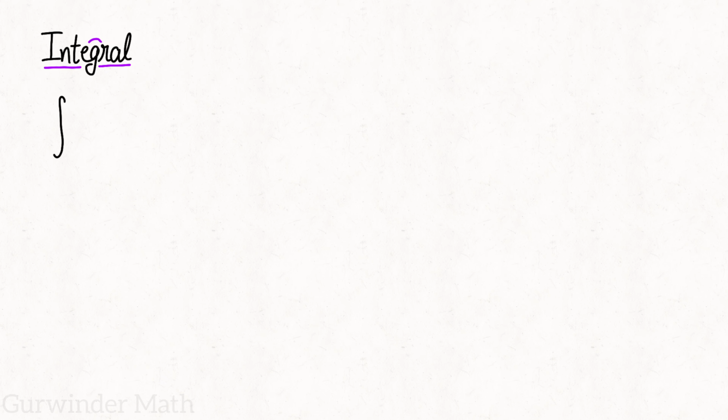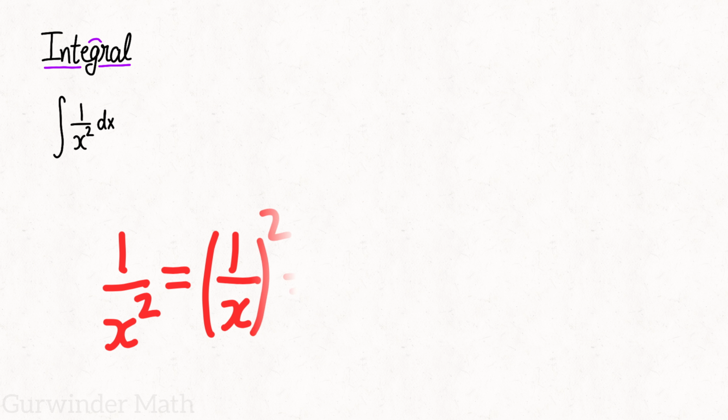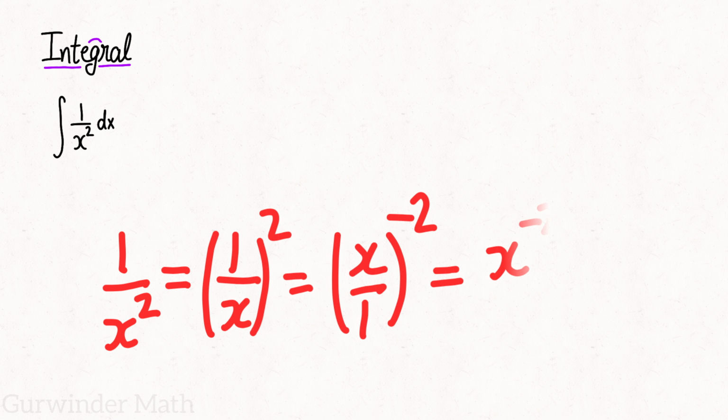How to solve the integral of 1 over x square dx. First of all, we will convert this 1 over x square into x raised to power minus 2. As we know, 1 over x square can be written as 1 over x whole square, and for taking the reciprocal of 1 over x, we will put a minus sign in front of 2.